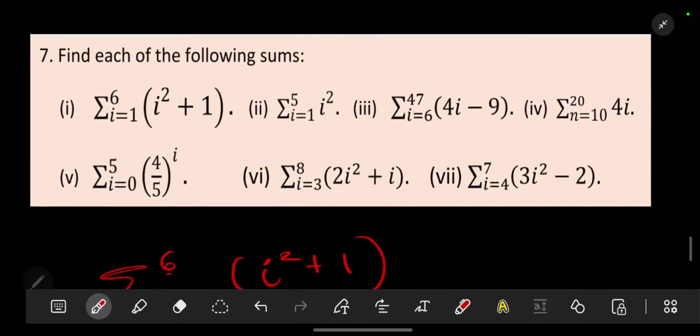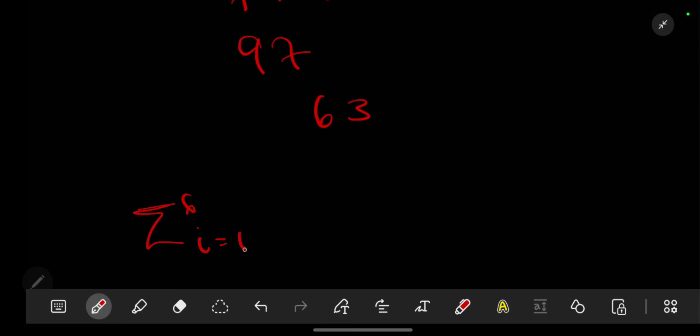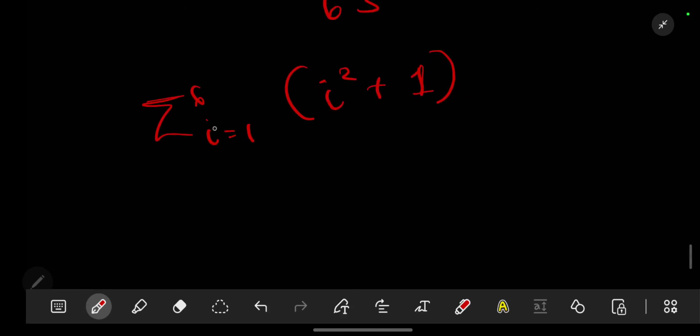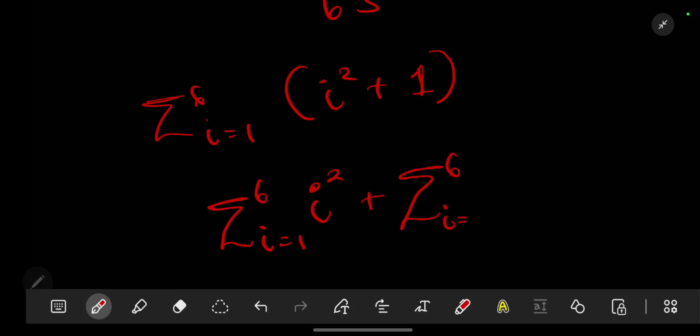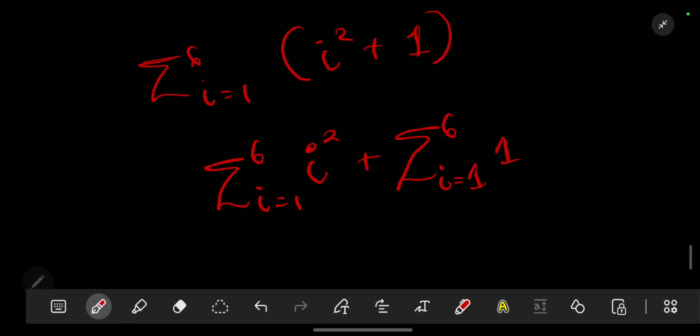Let's move on. There is another way, which is like this. The summation of i equal to 1 to 6 of i squared plus 1. There is a way of splitting. This can be split as the summation of i equal to 1 to 6 for i squared, plus the summation of i equal to 1 to 6 for 1, like that.